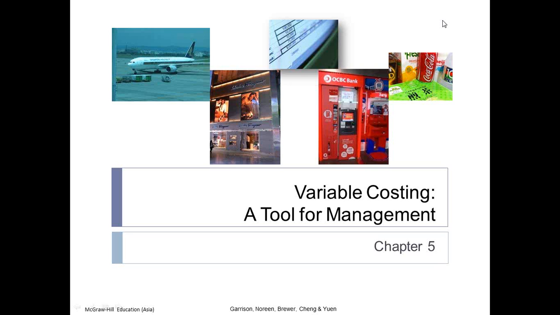Chapter 5, Variable Costing, a Tool for Management. This is from Garrison, Noreen, Brewer, Cheng, and Wan.